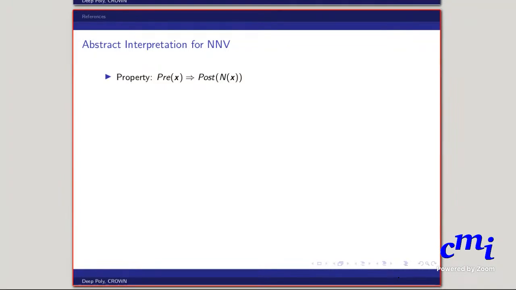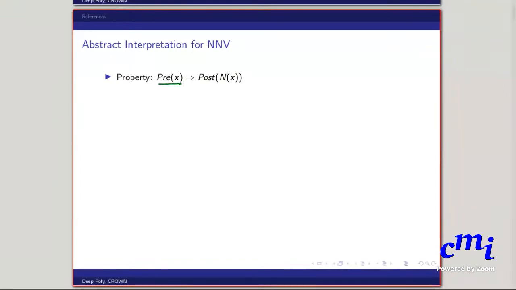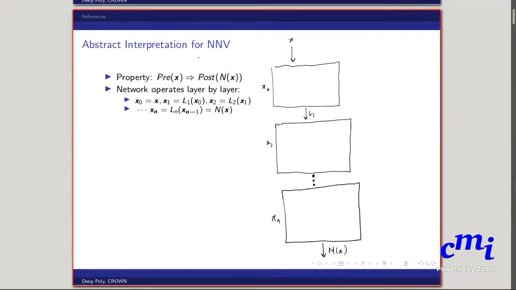If you think about neural network verification, most of the properties that we are interested in are really of this particular form, where we have some precondition on X, and we want to prove that if you pass X through a network N, some postcondition will hold. So it is of this form of pre implies post. Let's think of that in a layer-by-layer way.